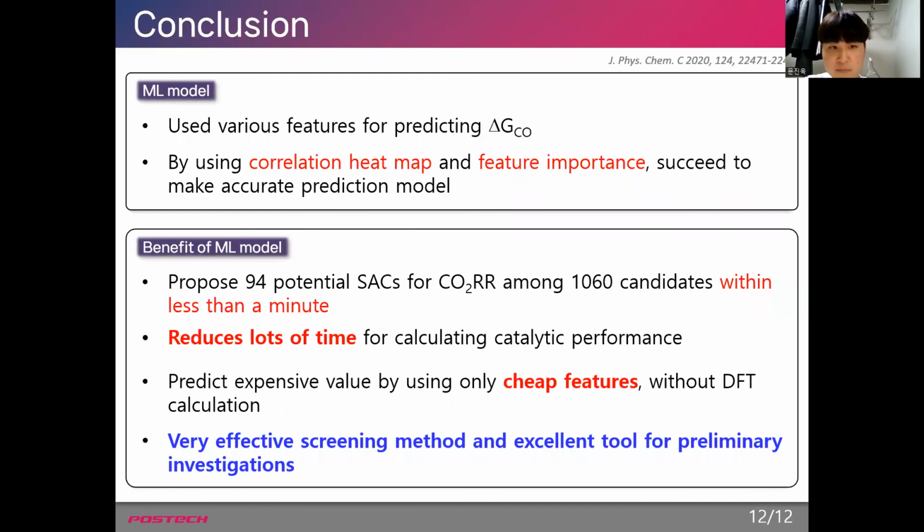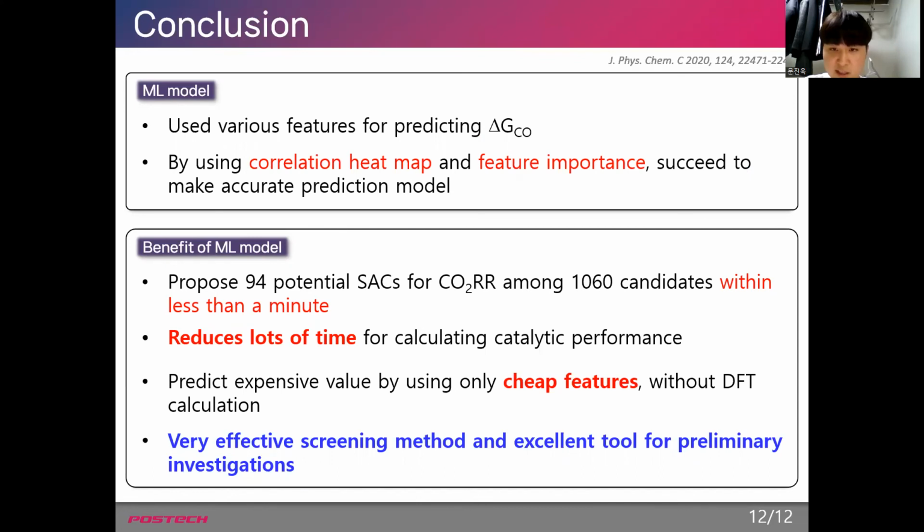Finally, the conclusion. In this study, the ML model used various features to predict delta GCO. By using the correlation heat map and feature importance, we succeeded in making an accurate prediction model. Through the above ML model, we can gain the following benefits. The ML model proposes 94 potential SACs for CO2RR among 10,060 candidates within less than a minute. So it reduces a lot of time for calculating catalytic performance.